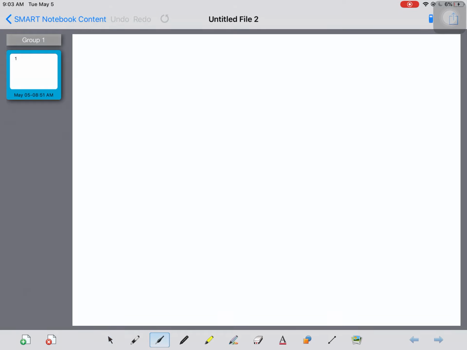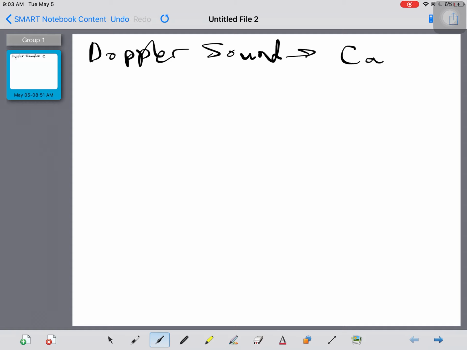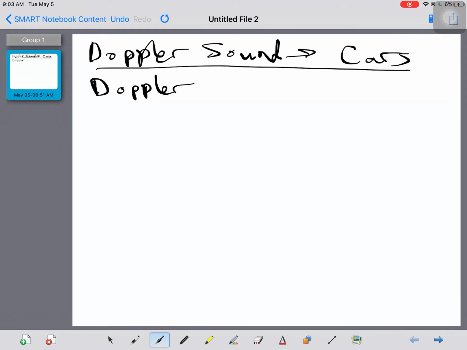So we did Doppler for sound, and we saw that with the cars. Now we're going to check out just the Doppler for all things. We did Doppler for sound. Now we're going to do what we call the wave view. And then we're going to look at applications. We'll look at a few examples.